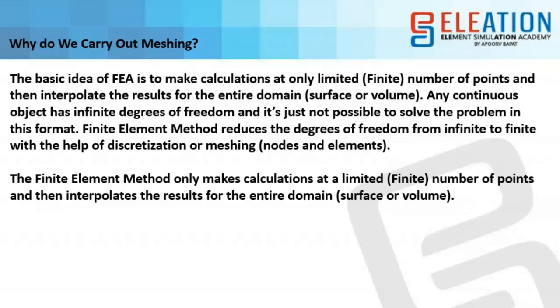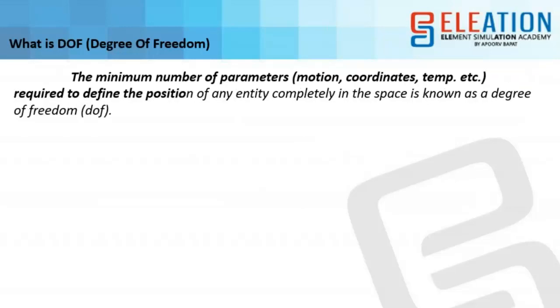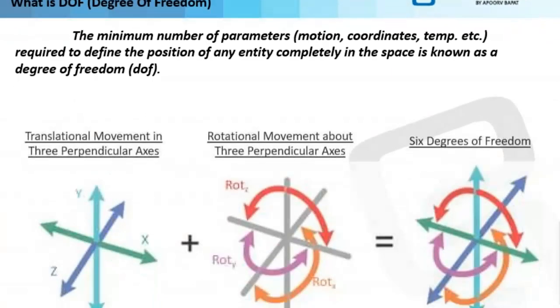This is the reason why we carry out meshing. The next and the most important topic is what is degree of freedom. So the minimum number of parameters, that is motion, coordinate, temperature, etc., required to define the position of any entity completely in space is known as degree of freedom.